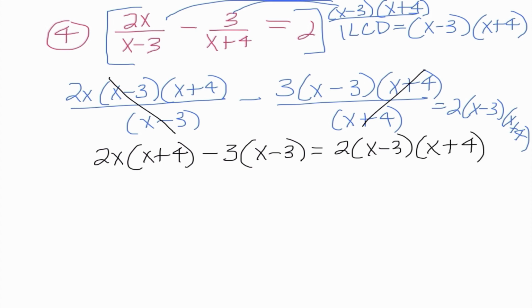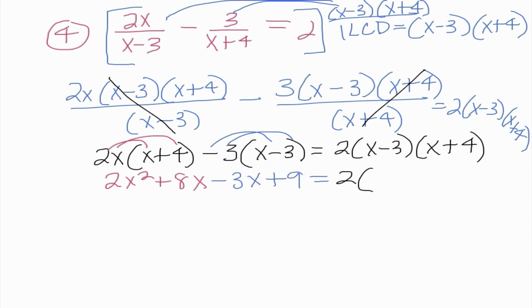So in this step, we have effectively gotten rid of our fractions, and now this looks like a much easier problem to solve. We do have to do a little bit of multiplication, but we are smart and intelligent. We can figure that out. So when I distribute that 2x, I get 2x squared plus 8x. When I distribute this negative 3, I get negative 3x plus 9. And when I FOIL the x minus 3 times x plus 4, I get x squared plus x minus 12.